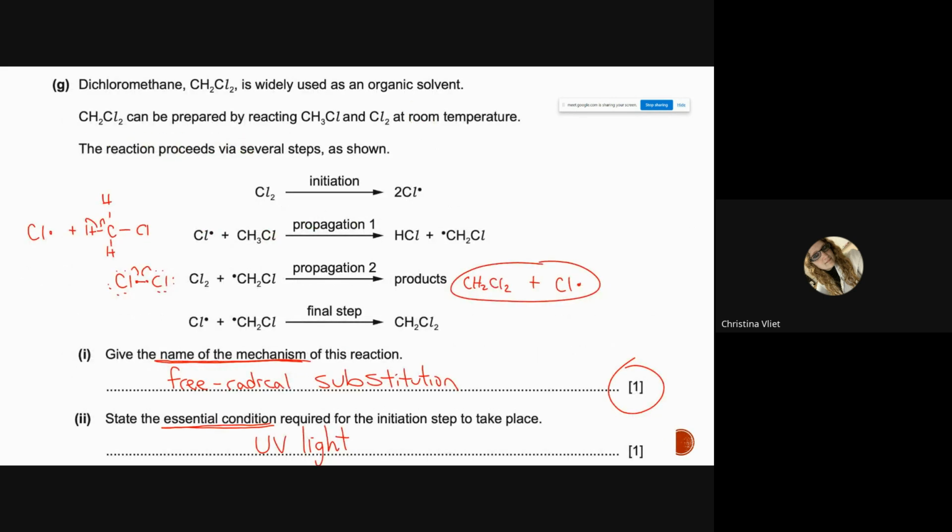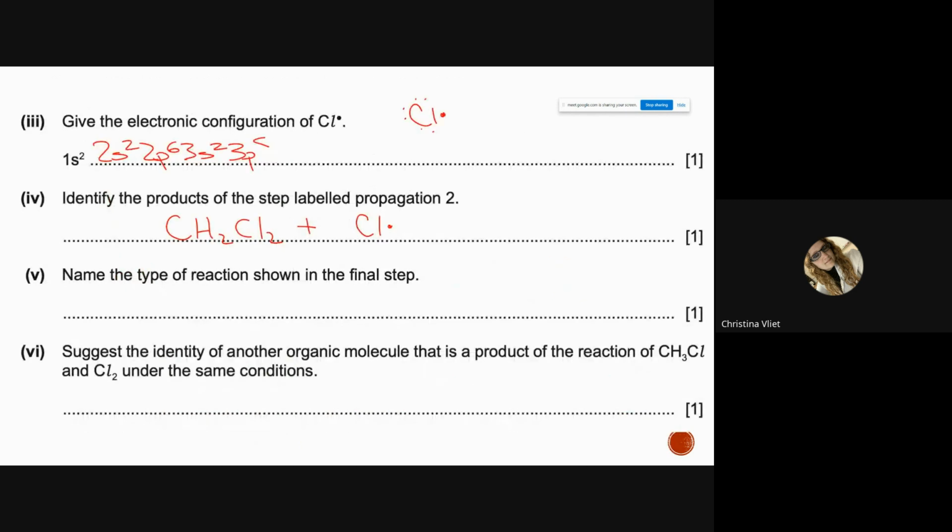We have 2 free radicals. They meet and they connect. That's called termination. So is Cambridge asking you to memorize mechanisms?